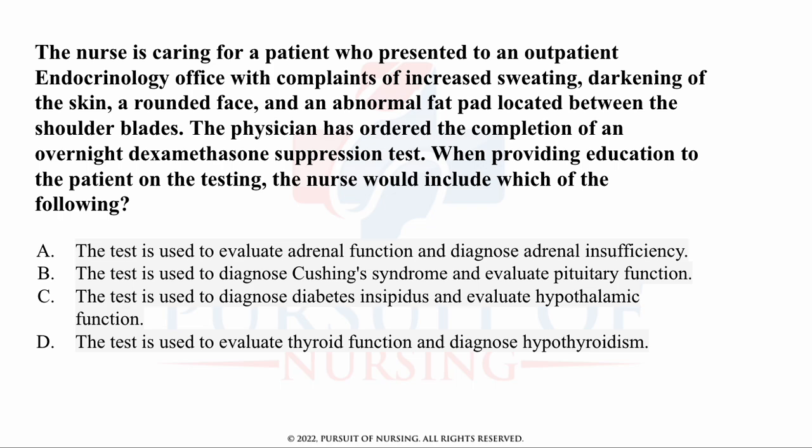All right, so our first question is a classic multiple choice style question, testing your knowledge of physiological integrity. The nurse is caring for a patient who presented to an outpatient endocrinology office with complaints of increased sweating, darkening of the skin, a rounded face, and an abnormal fat pad located between the shoulder blades. The physician has ordered the completion of an overnight dexamethasone suppression test. When providing education to the patient on the testing, the nurse would include which of the following.